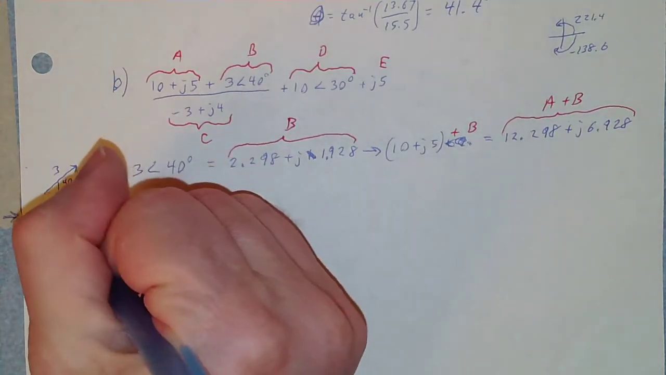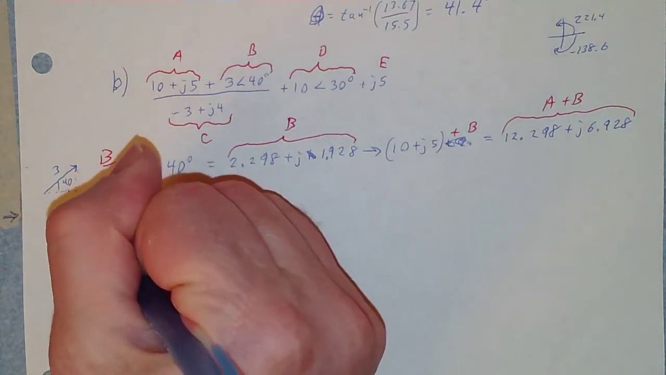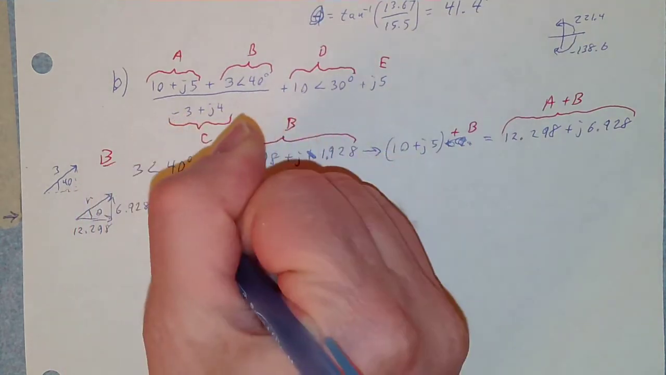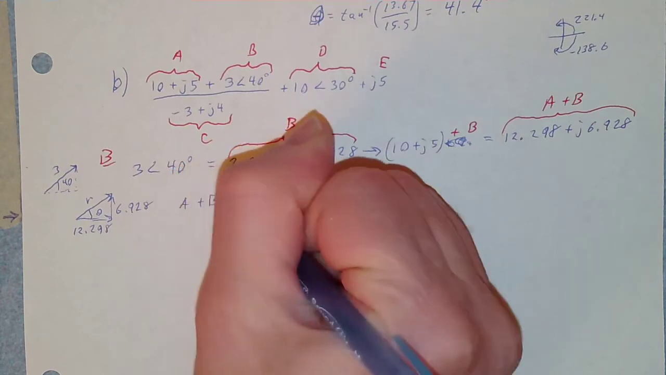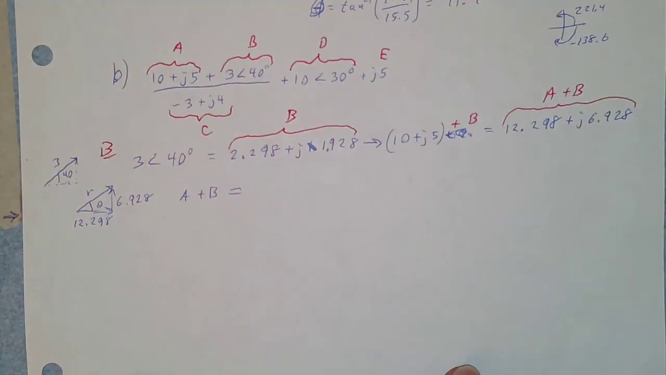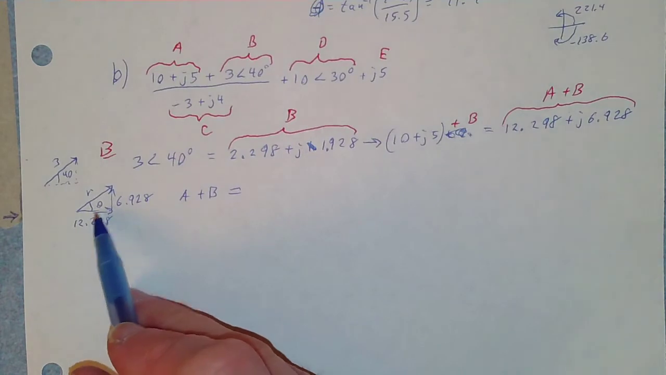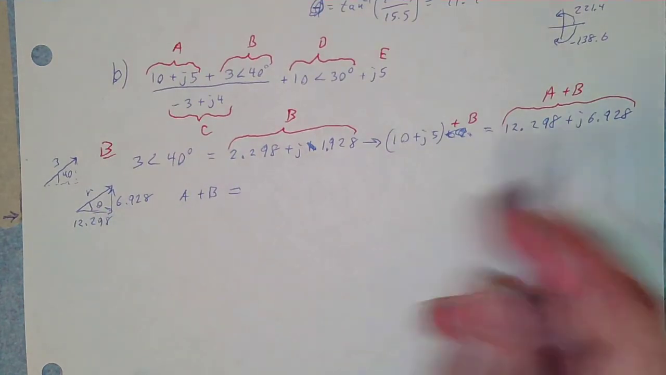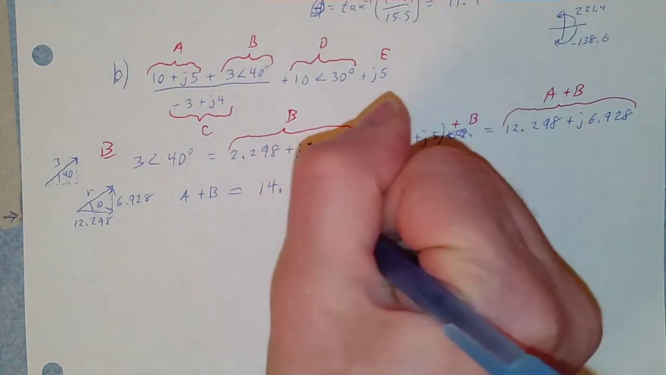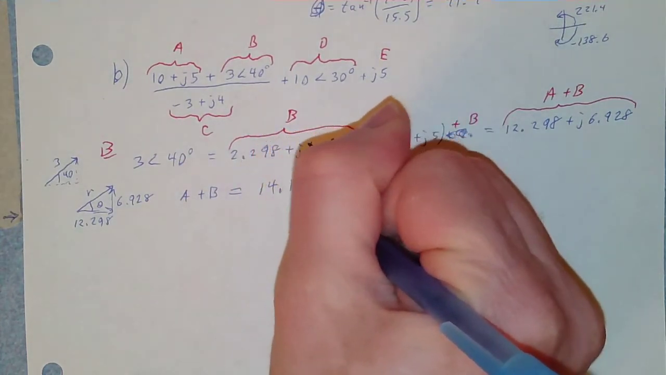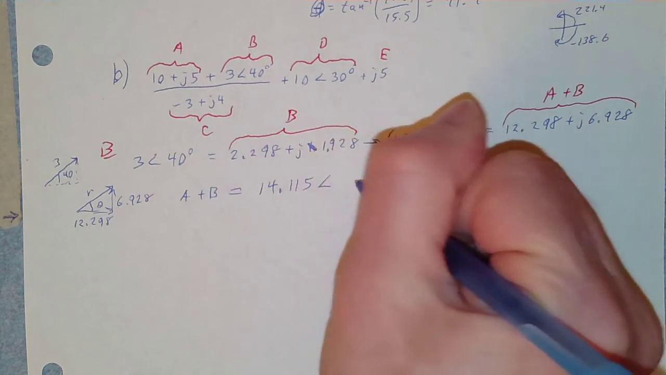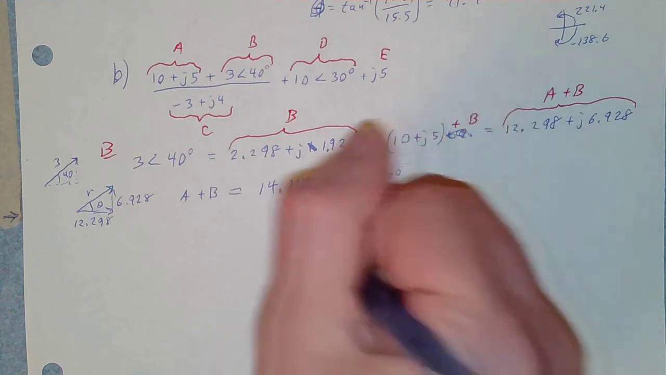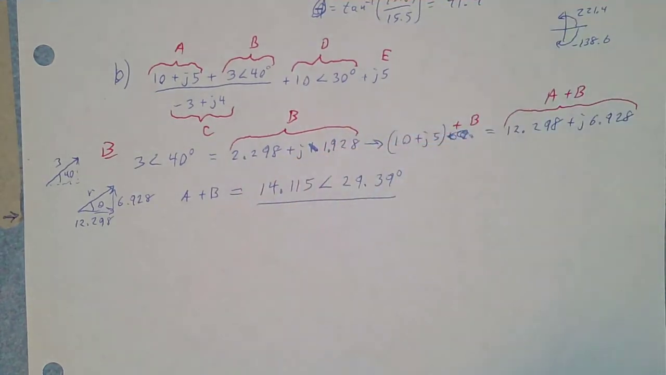And here we've got 12.298. Here we have 6.928. A plus B is going to go to what? If we take the square root of this squared plus this squared, we get 14.115 angle 29.39 degrees. This is A plus B.